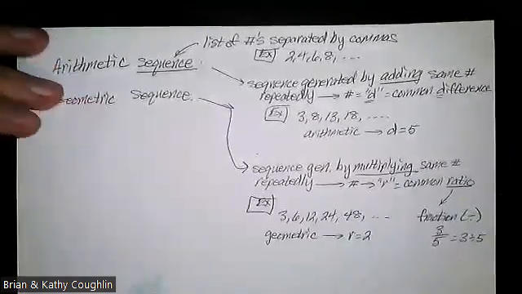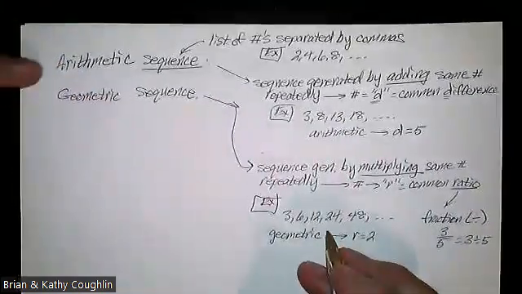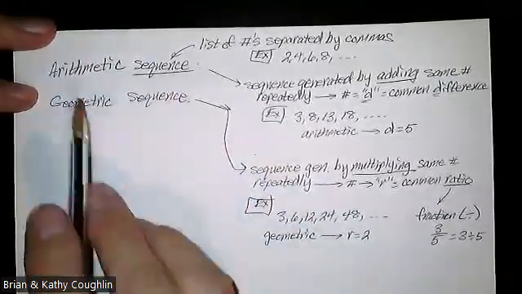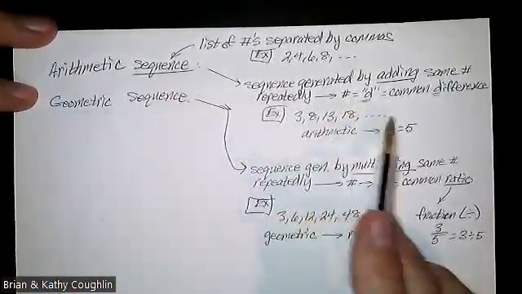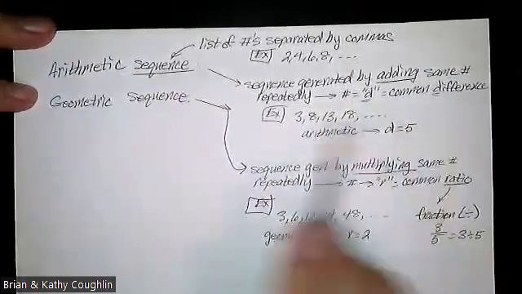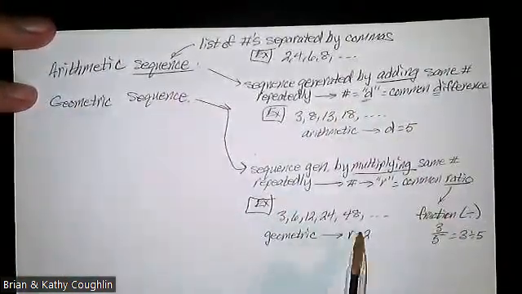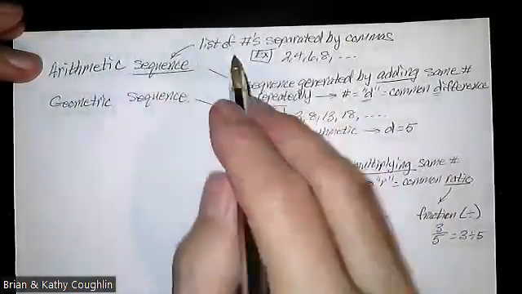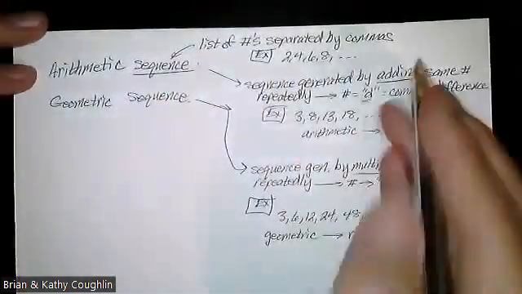That would prove that it's geometric. Does that make sense? So there's what we have so far: the definition of an arithmetic sequence and a geometric sequence. Arithmetic is when you add the same number over and over to make the list, and geometric is when you multiply the same number over and over. And again, a sequence is a list of numbers separated by commas.